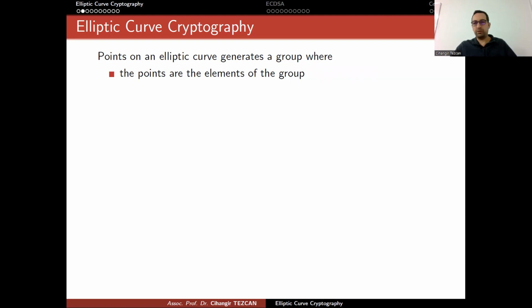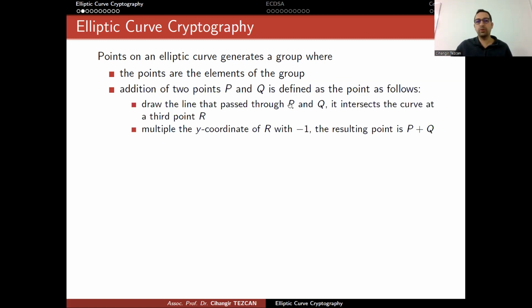So, why do we use elliptic curves? When I described the discrete logarithm problem, and when I also explained the algebra for cryptography, I told you that the hardness of the discrete logarithm problem actually depends on the algebraic group you are working on. Elliptic curves come into play here because using the points on an elliptic curve, we can define a very strange group with a strange addition operation. Points on an elliptic curve generate a group where the points are the elements of the group.